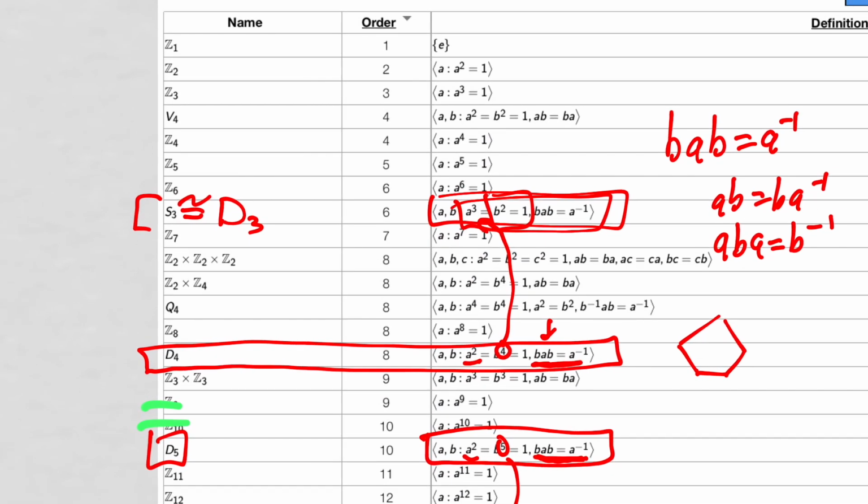So why didn't the Group Explorer call this D3? Well, arguably S3 is more important, and so it decided to call it S3, and it says, you're using the Group Explorer, you're smart enough to know that S3 is isomorphic to D3.